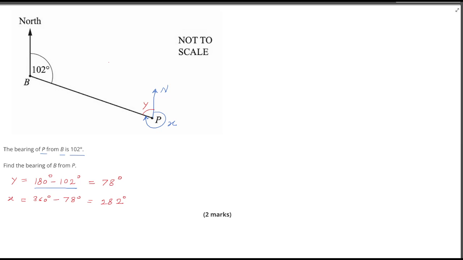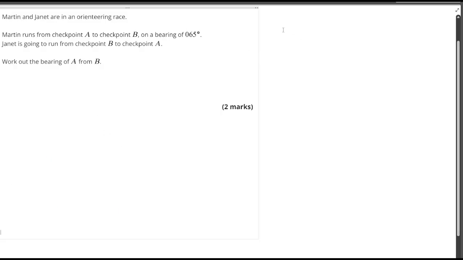Now let us move to the second question. Martin and Zenit are in an orienteering race. Martin runs from checkpoint A to checkpoint B on a bearing of 65 degrees. Now you can see that they have written this 65 in 3-digit format, 065. Then he is going to run from checkpoint B to checkpoint A. So first Martin runs from checkpoint A to checkpoint B on a bearing of 65.